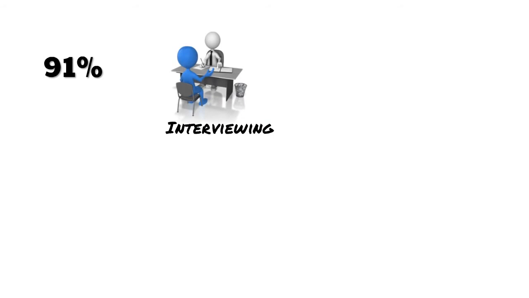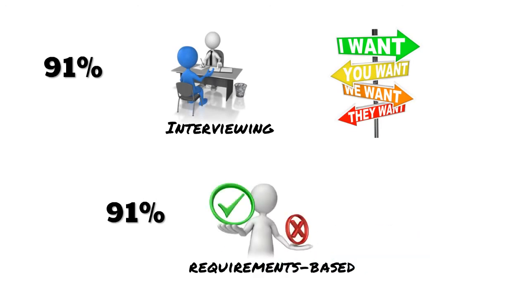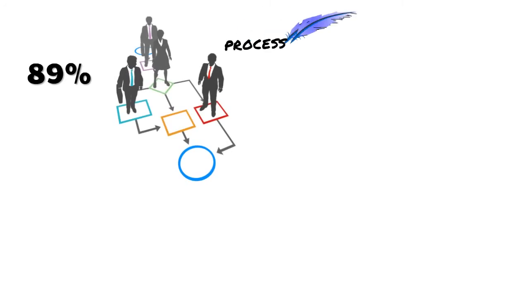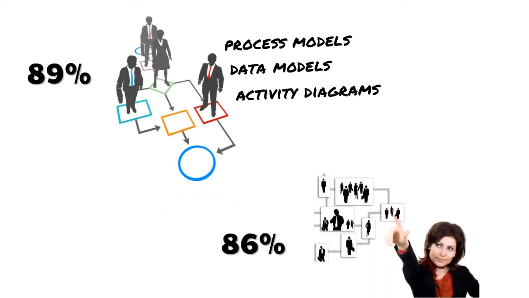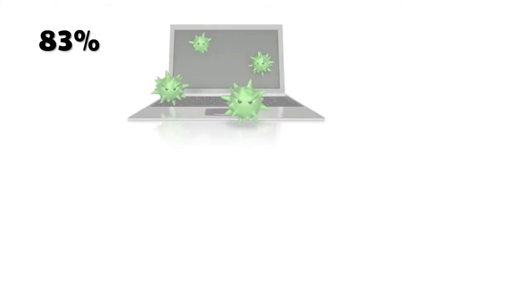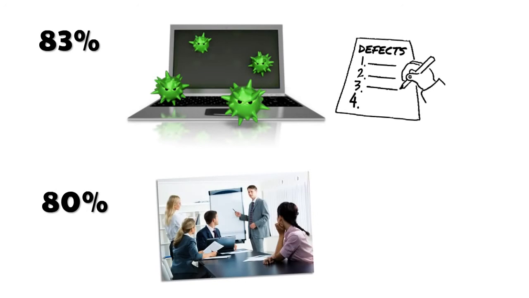91% need interviewing skills to elicit problems and requirements from stakeholders. An equal percentage apply requirements-based acceptance testing. 89% use visual diagramming techniques such as process models, data models, activity diagrams, etc. 86% depend on a stakeholder list as a tool for ensuring requirements completeness. 83% identify defect/issue tracking as techniques required for their job. 80% facilitate requirements workshops to ensure subject matter expert buy-in and acceptance.